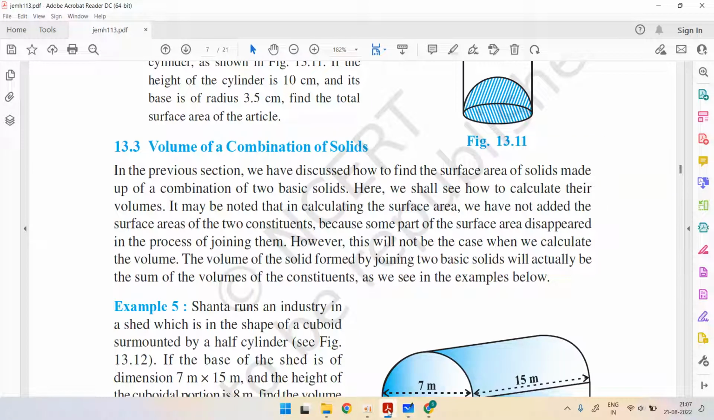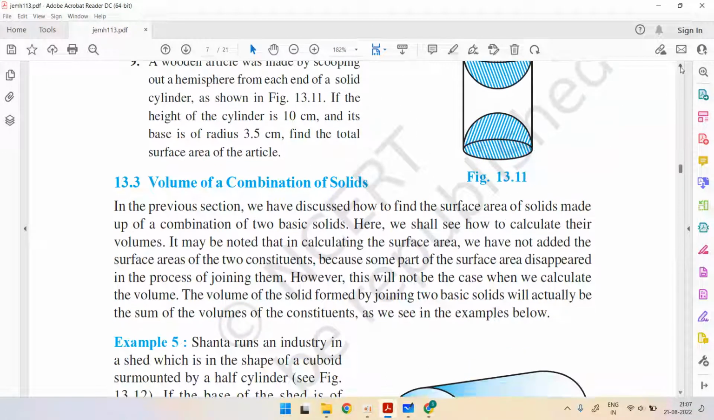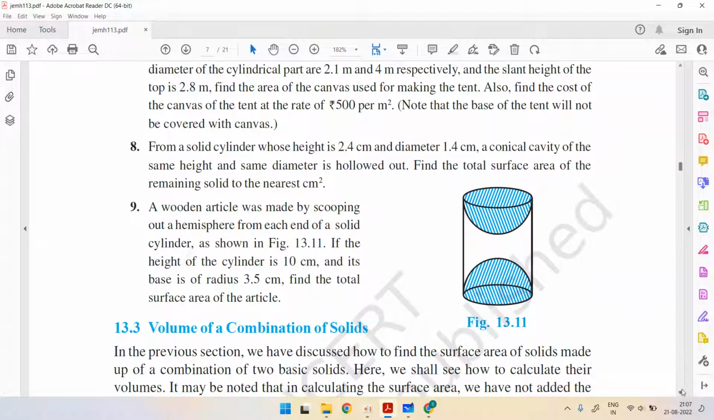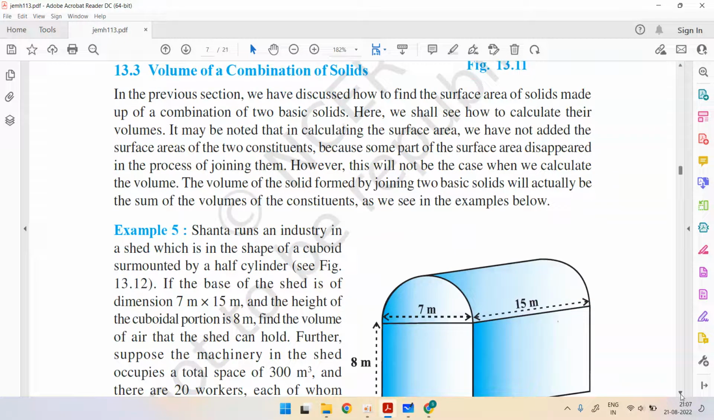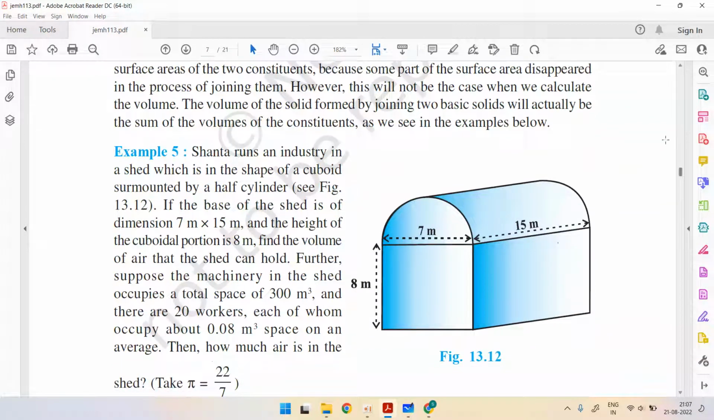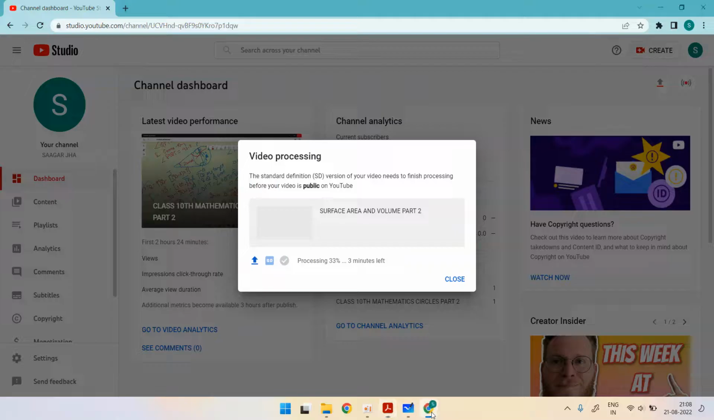In the previous lecture, I have done up till question 9, and volume of combination of solids. Like this: a Santa runs an industry in a shed which is the shape of a cuboid. See, this cuboid, the volume, and how much area is in the shed? Total area occupied, if the machinery is provided. First of all you have to find the total area of the shed, this type of shed.